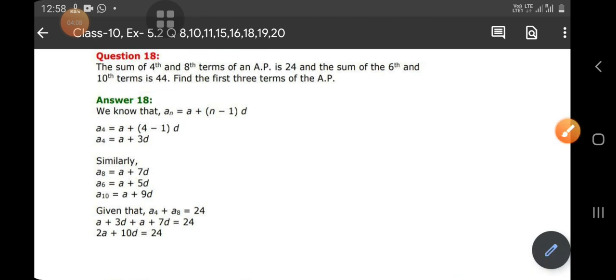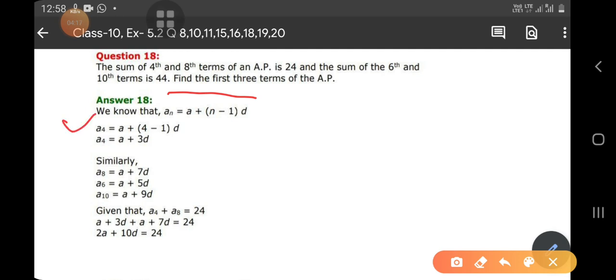So I take the first condition, that means the fourth and eighth terms. With the formula of the nth term, we know that an is equal to a plus n minus 1 into d. So a4 will be a plus 4 minus 1 into d. That means a4 will be a plus 3d. You can see that if n is equal to 4, then 4 minus 1, that means subtracting 1 from 4, is 3, so 3d.